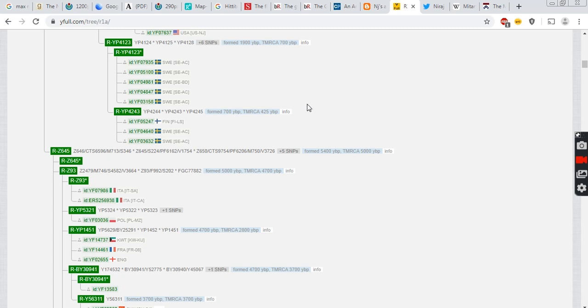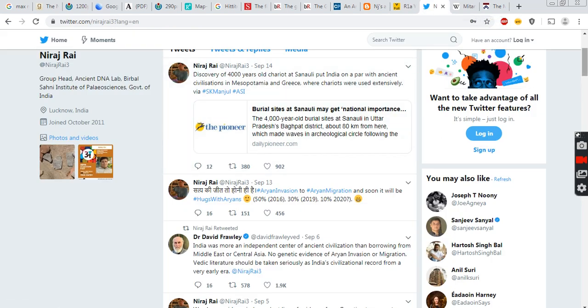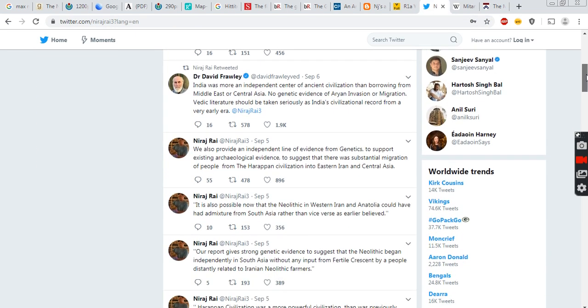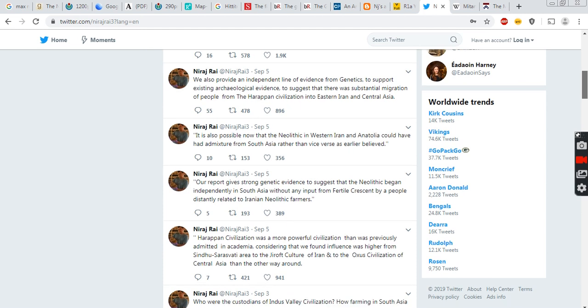Okay. Going forward, I just wanted to take you through some of the points that Neeraj Rai raised after this study came out. So he's saying that it is also possible now that the Neolithic in Western Iran and Anatolia could have had admixture from South Asia rather than vice versa as earlier believed, right? So what it means is that, as I told you, Steppe influx does not explain Anatolia.